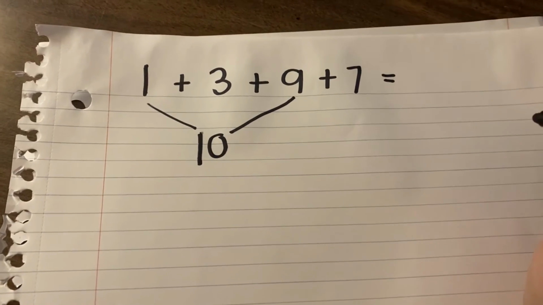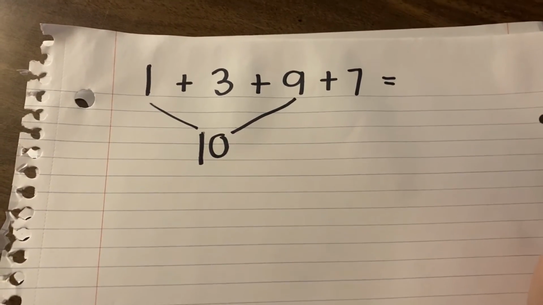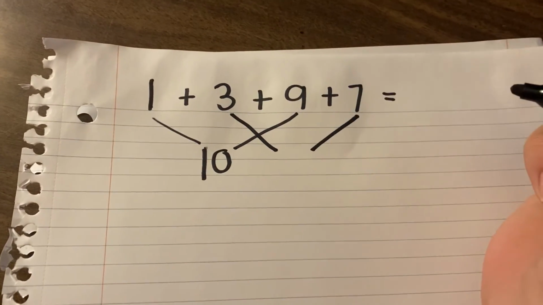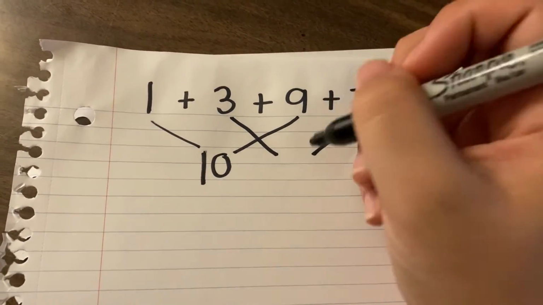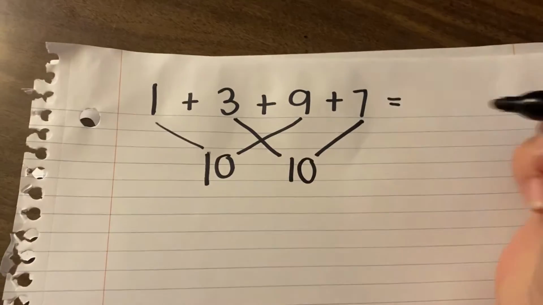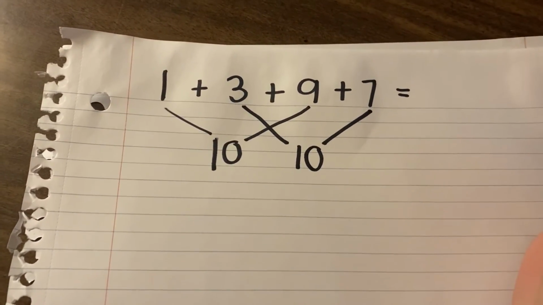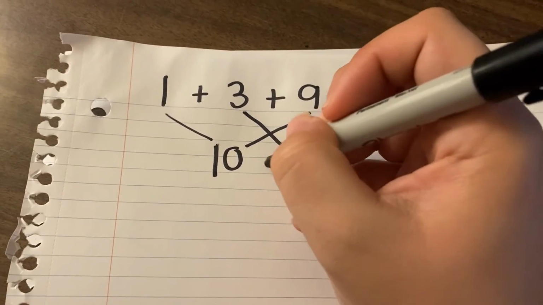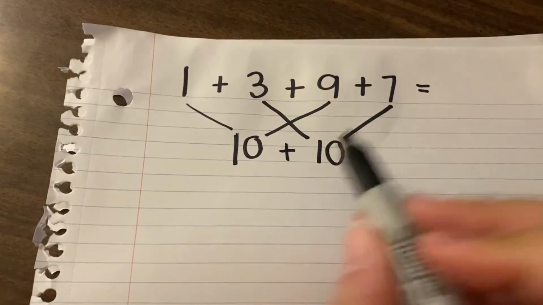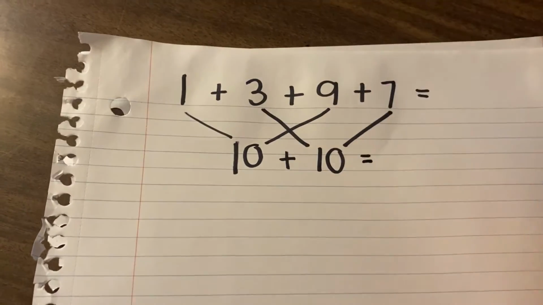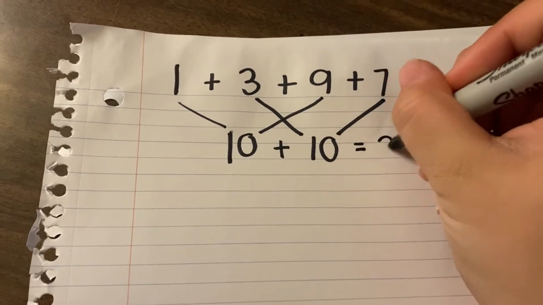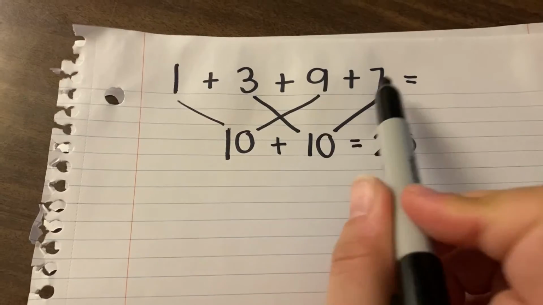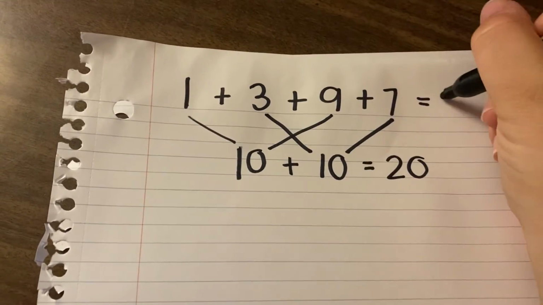What else can we add together quickly? How about our 3 and our 7? What does that equal? Also 10. Okay, so now I just have to add together my 10 and my 10. 10 plus 10 equals 20. So the answer to 1 plus 3 plus 9 plus 7 is 20.